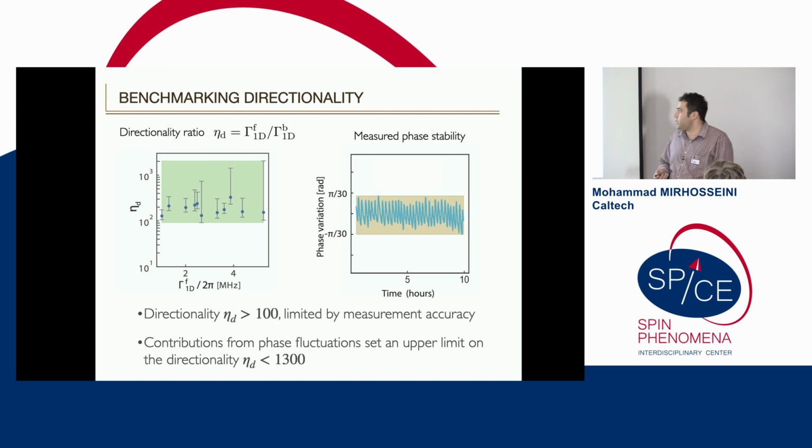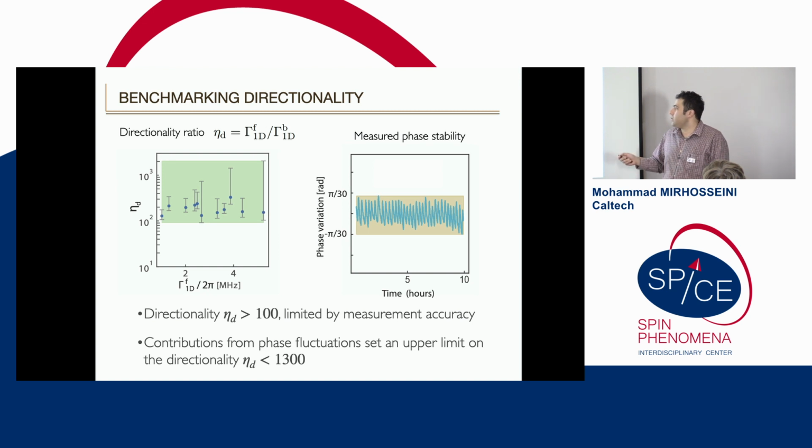Now, so far, this is basic functionality. We ideally want to benchmark this system to see how good or bad it is. One of the figures of merit that we can define for this system is the ratio of forward to backward emission, which tells us how directional this system is.